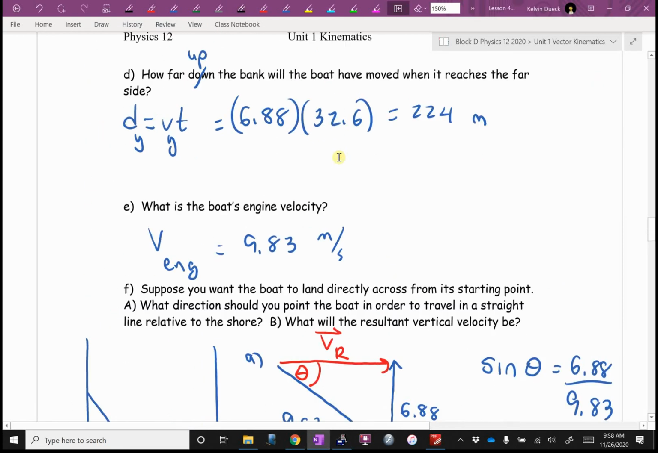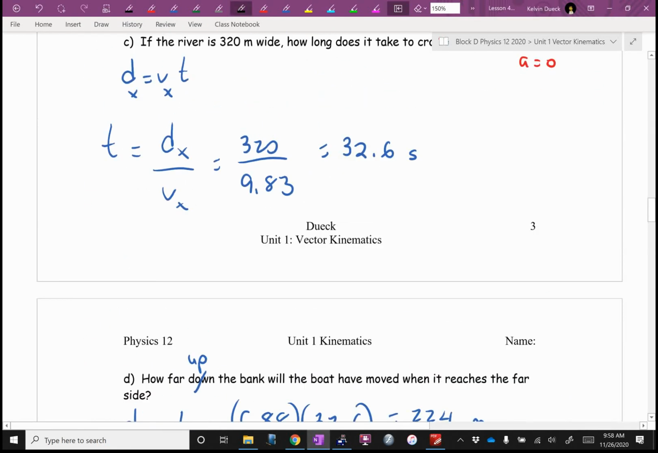Am I wrong? People looking at it fun. Yeah, 32.6. So it would save you some time. It would save you some walking, but you'd be on the boat longer. Okay.